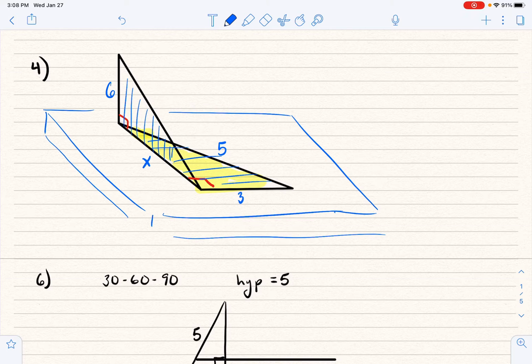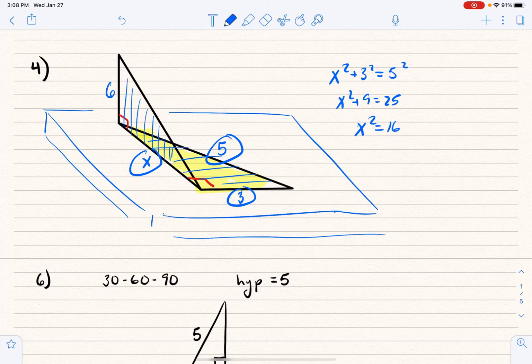So I know that x squared plus 3 squared is equal to 5 squared. So that is x squared plus 9 is equal to 25. Subtract the 9. X squared is 16. Take the square root, and x is equal to plus or minus 4. But it's got to be positive 4 because it's the length of a side.